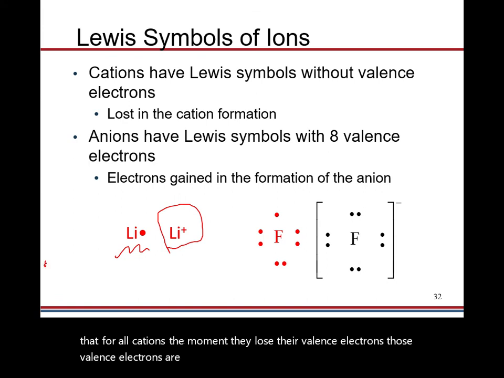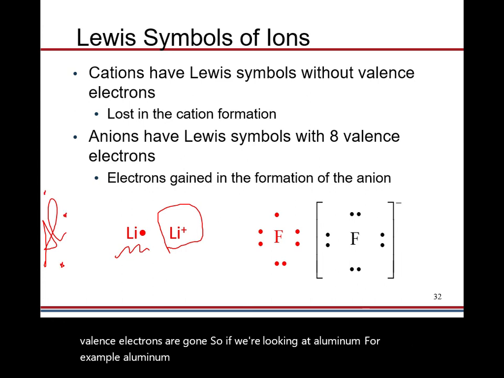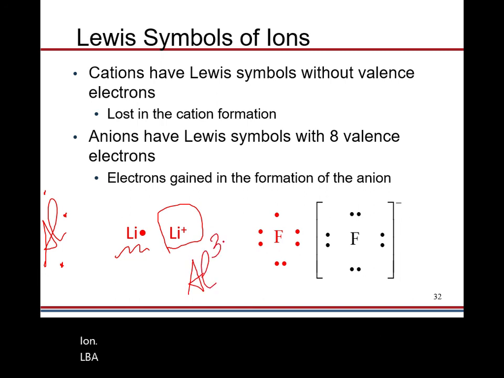So if we're looking at aluminum, for example, aluminum will have 1, 2, 3 dots. But if we want to look at aluminum ion, it'll be Al3+. We don't use dots anymore.